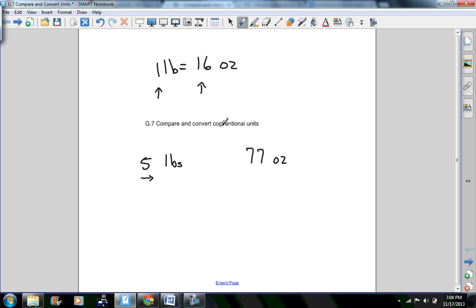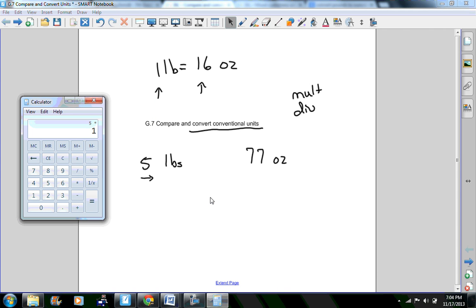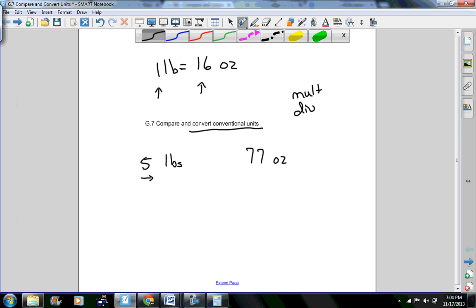Well, my options for converting are only, and this is important, and this is worth a piece of candy, when we're converting units, the only options are multiplying or dividing. So you bring that in for candy. So I need to make a bigger number. Well, I'm going to multiply. This is also a section where you should absolutely use a calculator. So 5 times 16 gives me 80 ounces. So I know that 5 pounds is equal to 80 ounces. So which is bigger? The 5 pounds.